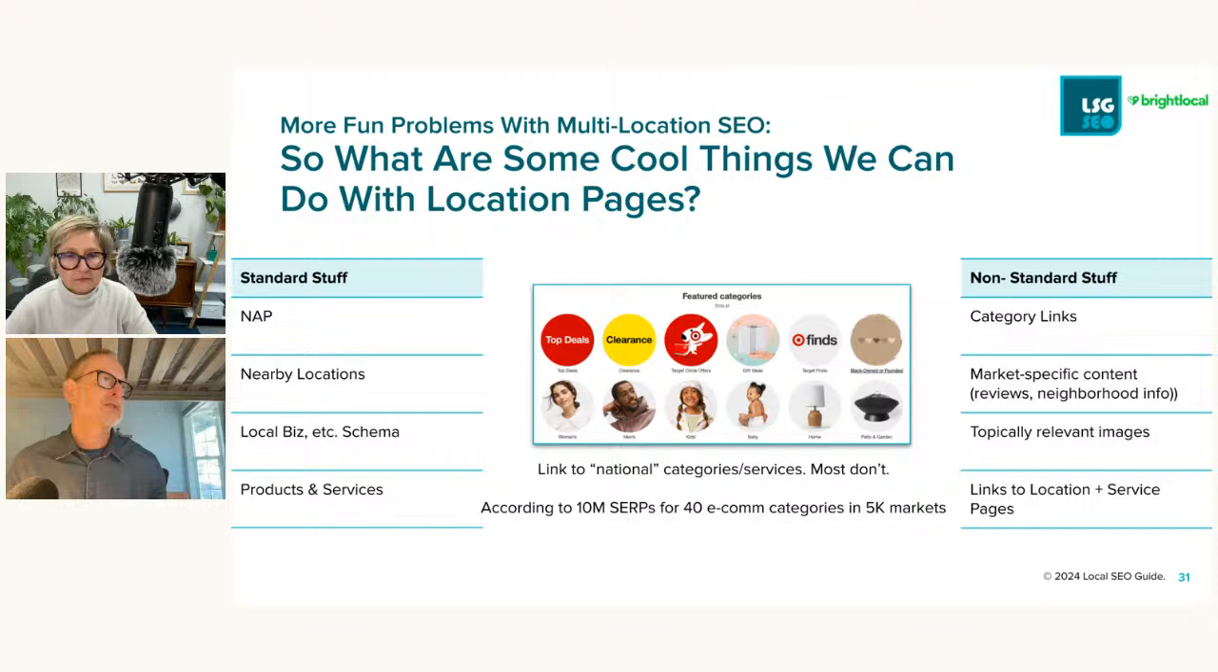Other things you should be adding to your location pages to be super awesome: market-specific content. Reviews are great. Having the reviews for that store or service always updating on that page is great. Neighborhood info, if that's relevant. We serve these areas, that kind of thing. Topically relevant images, strangely, we found to correlate pretty well with rankings.